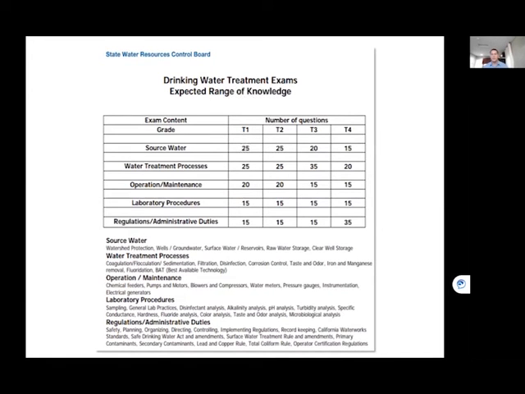So first of all, when you take your state exam, one of the first things I'd like to do is look over the California DDW website. There's a drinking water treatment exam expected range of knowledge. If you're focusing on the T3, T4 exam, you can see the breakdown of the questions. T3 is heavy in the water treatment process, and the T4 is a little bit heavier on the regulations, administrative duty portion of the test. And that's broken down a little bit further on the bottom.